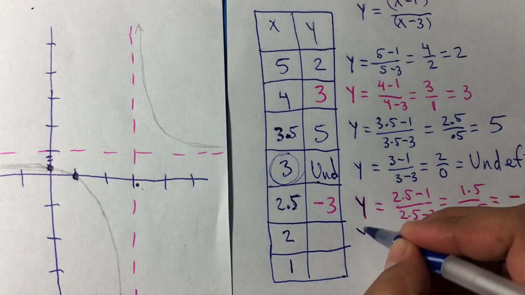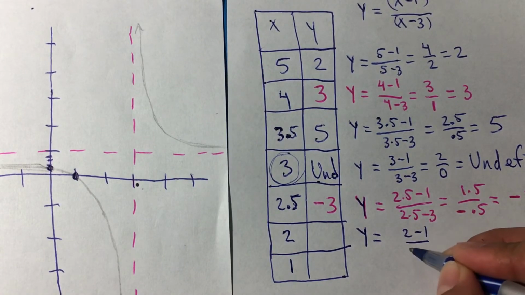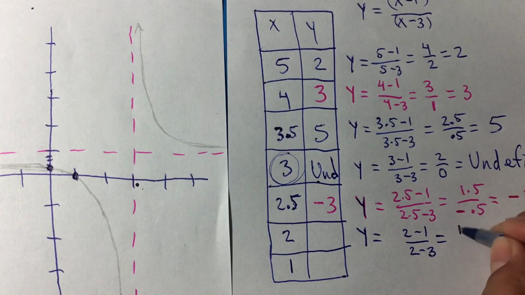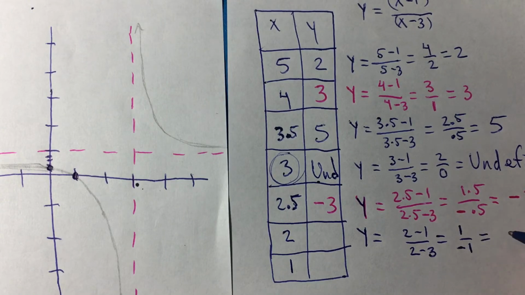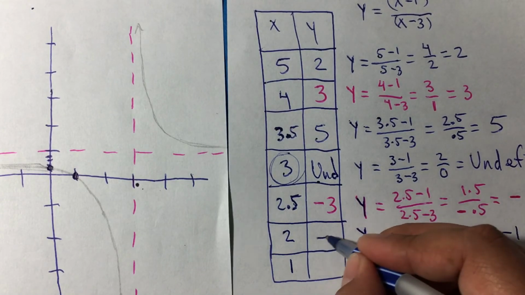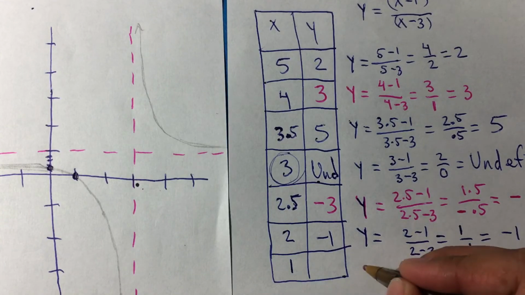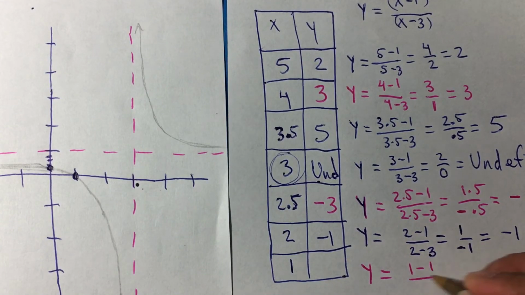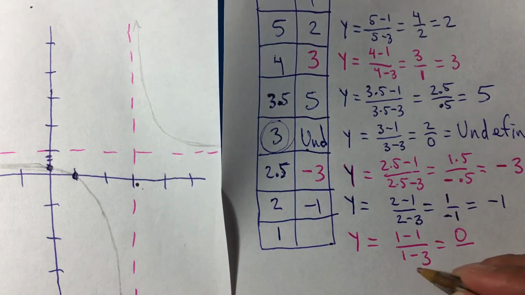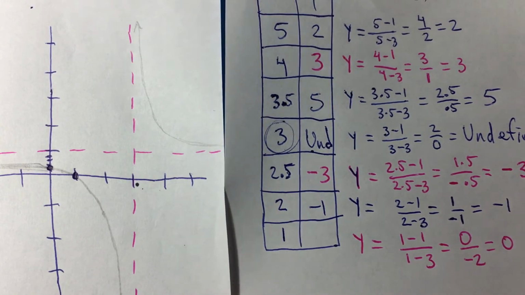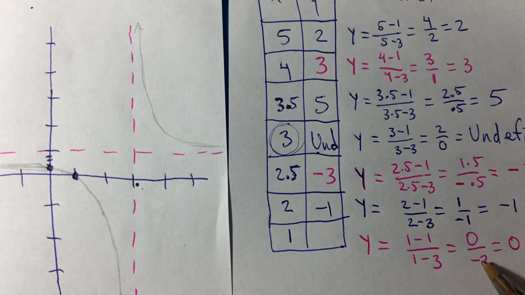For the next one, y equals 2 minus 1 over 2 minus 3. 2 minus 1 is 1. 2 minus 3 is negative 1. And positive divided by negative is negative 1. So, negative 1. For the last one, y equals 1 minus 1 over 1 minus 3. 1 minus 1 is 0. 1 minus 3 is negative 2. And 0 divided by anything is always 0. Okay? So if 0 is in the denominator, that will be undefined. But if it's on top, 0 wins.